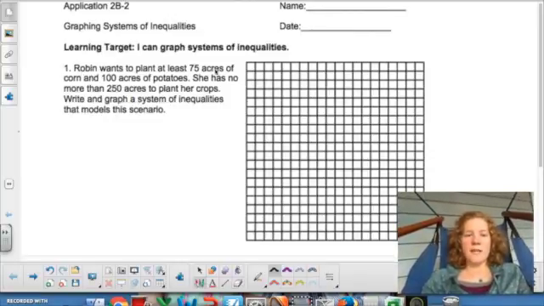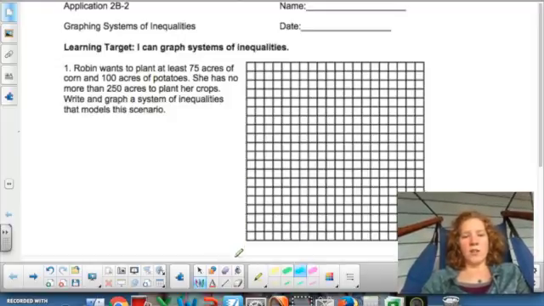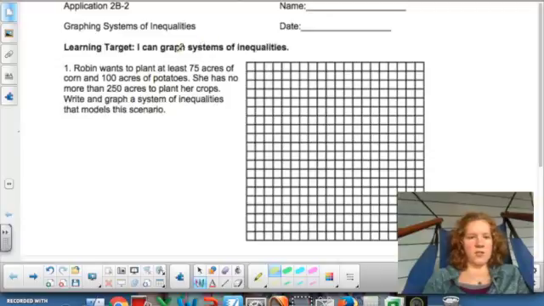Robin wants to plant at least 75 acres of corn and 100 acres of potatoes. She has no more than 250 acres on which to plant her crops. So the first thing I'm going to do is go through and highlight the important information and boil it down to just the math and get rid of all the extra stuff.